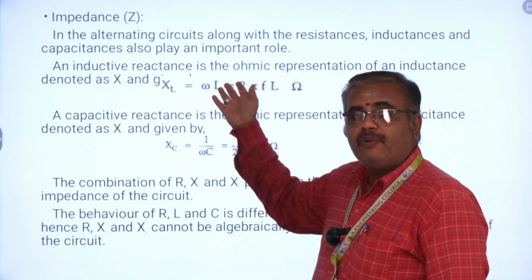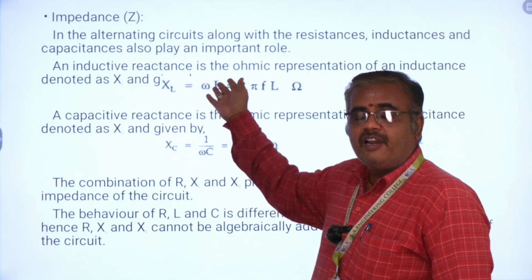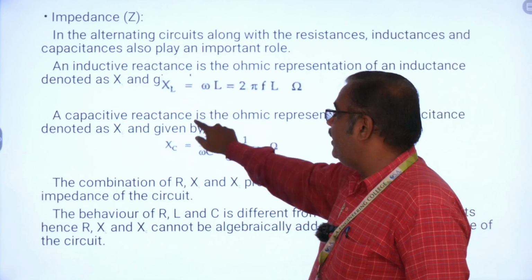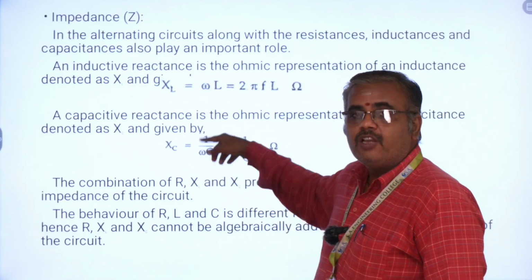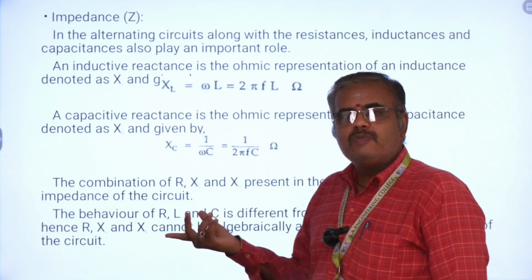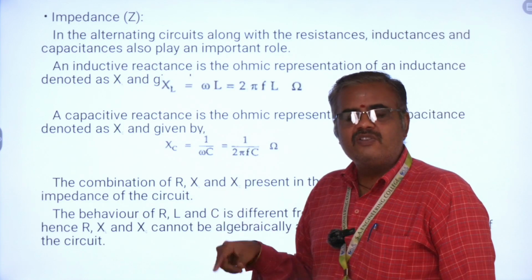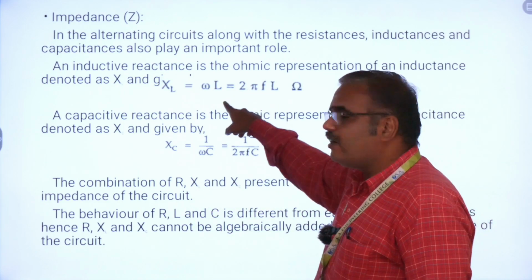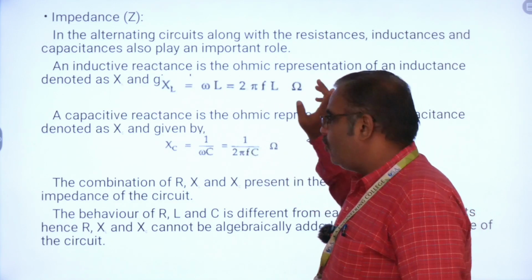So here the inductive reactance is represented by XL and the capacitive reactance is represented by XC, which are given by omega L and 1 by omega C respectively. The units of these two reactance values will be ohms. Don't get confused with the units of inductance and capacitance. Inductance unit is Henry and capacitance unit is farad. But inductive reactance is in ohms, capacitive reactance is ohms again.